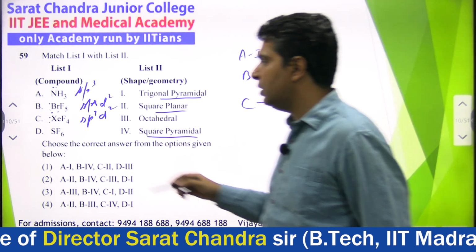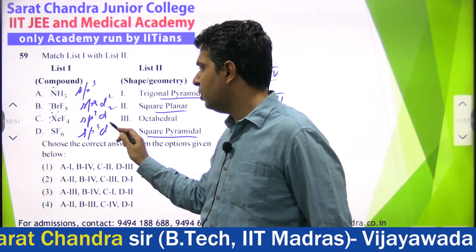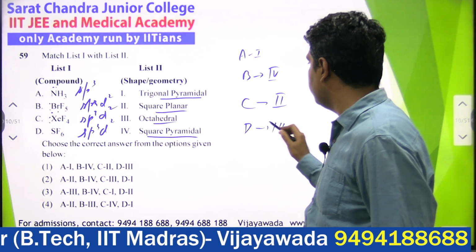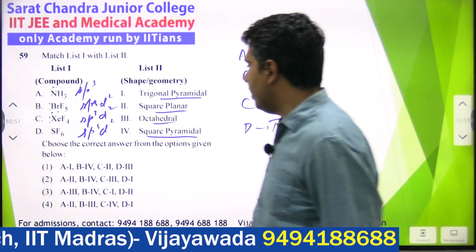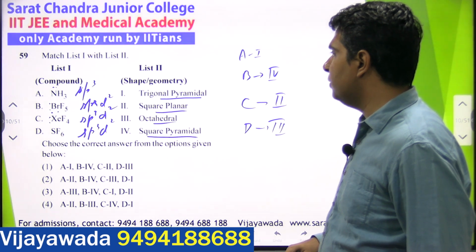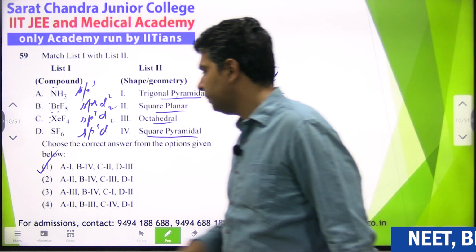And SF6, all the 6 electrons in bonding. So it will be sp3d2 hybridization, all the 6 electrons in bonding, that is octahedral. So D is corresponding to 3. So A corresponding to 1, B corresponding to 4, C corresponding to 2, and D corresponding to 3. So the answer will be the first option.